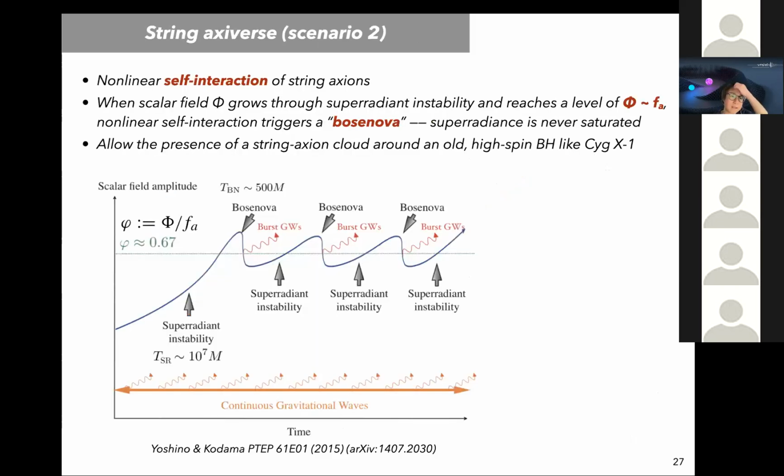So we actually studied a different scenario where the nonlinear self-interaction of the particles has been taken into consideration. That would be the case for the string axion.